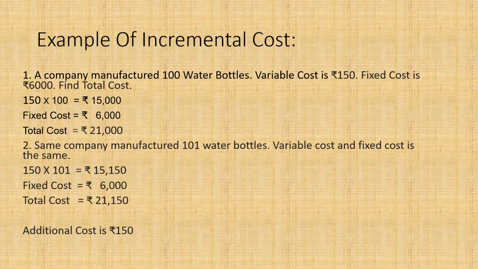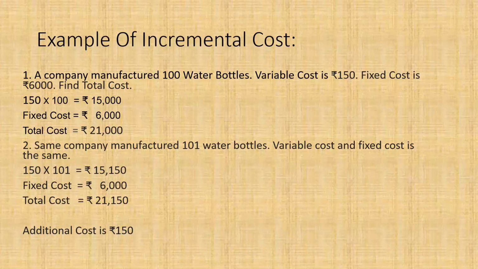So a company manufactured 100 water bottles in the first case, and the total cost is 21,000. In the second case, the same company manufactured 101 water bottles, so the total cost would be 21,150. Because of one extra water bottle manufactured, the total cost changed from 21,000 to 21,150. It is an increase, right? So the incremental cost in this case is 150.